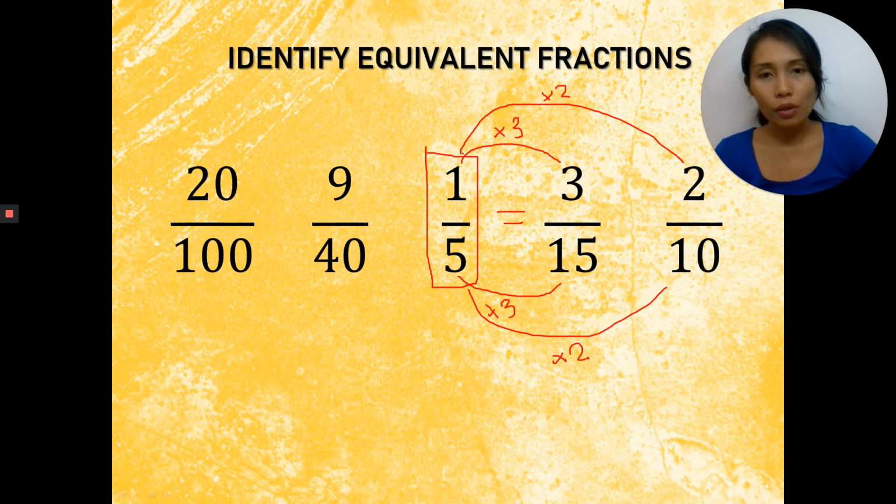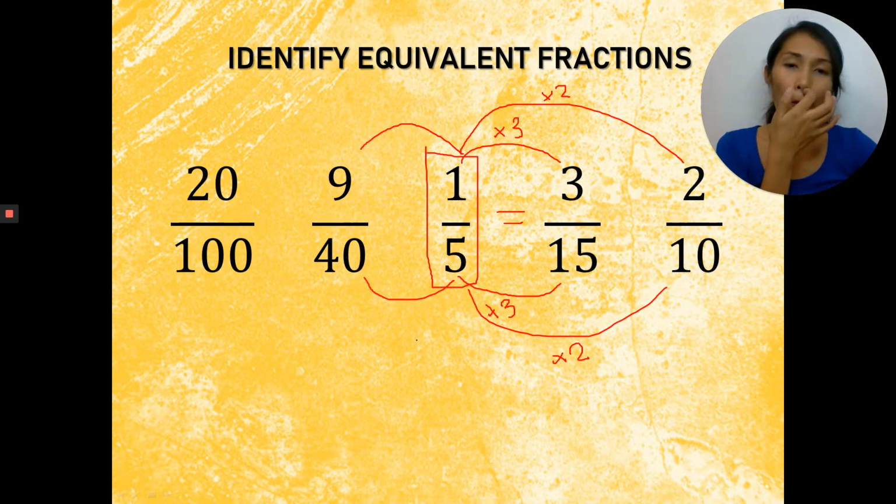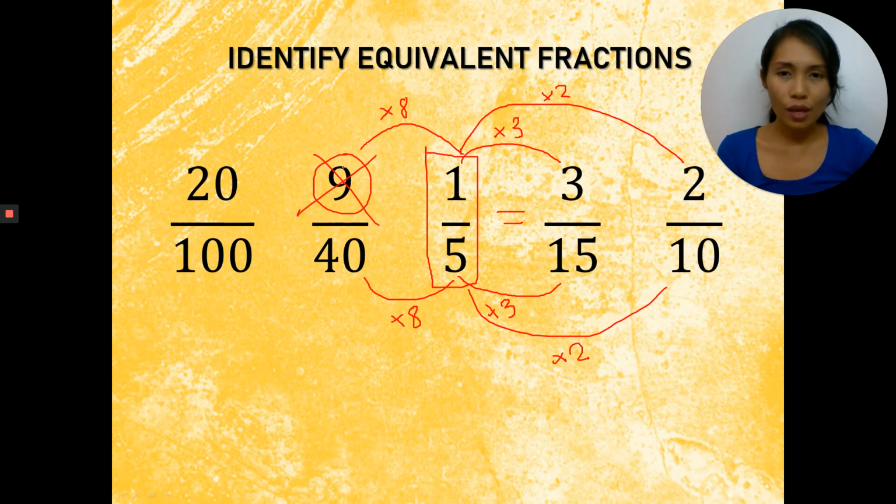How about 5 times, what will you multiply to 5? That is equal to 40. 5 times 8 equals 40. And 1 times 8 equals, oh, it's not 9. It's supposed to be 8. So that means 9 over 40 is an odd one.